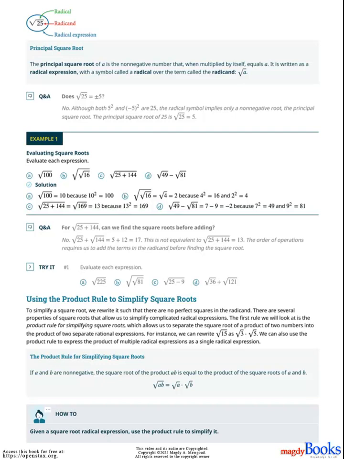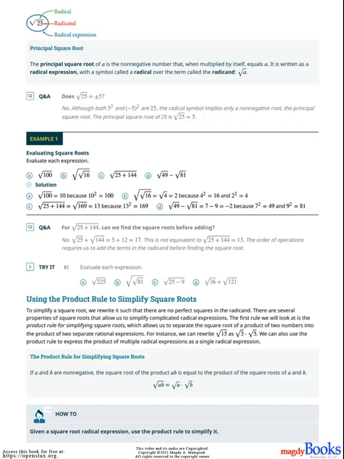the square root of a product of two numbers into the product of two separate radical expressions. For instance, we can rewrite square root of 15 as square root of 3 times square root of 5. We can also use the product rule to express the product of multiple radical expressions as a single radical expression. A. The product rule for simplifying square roots.